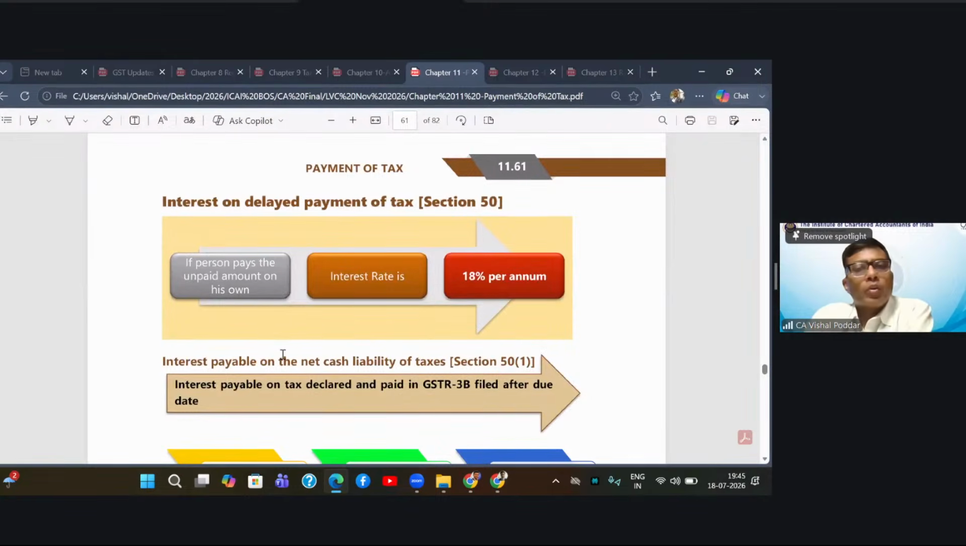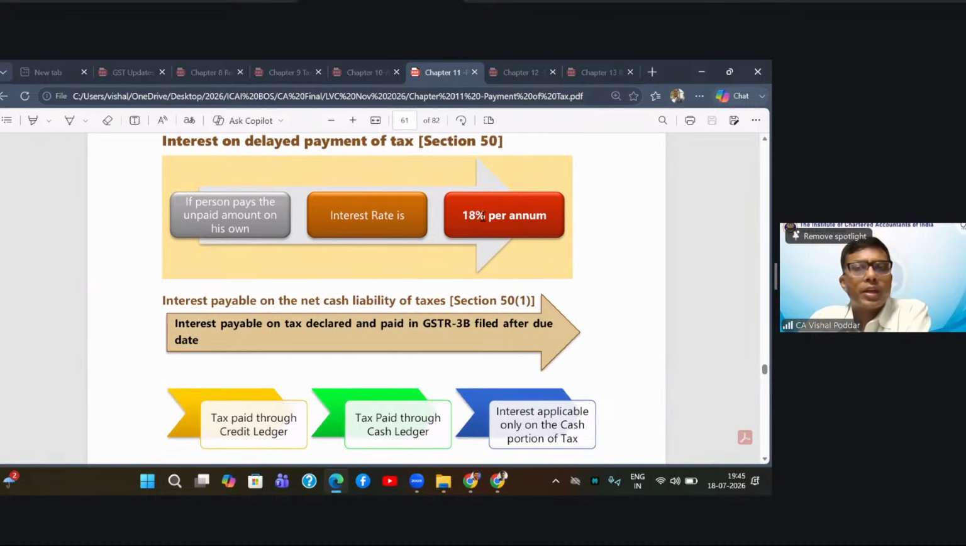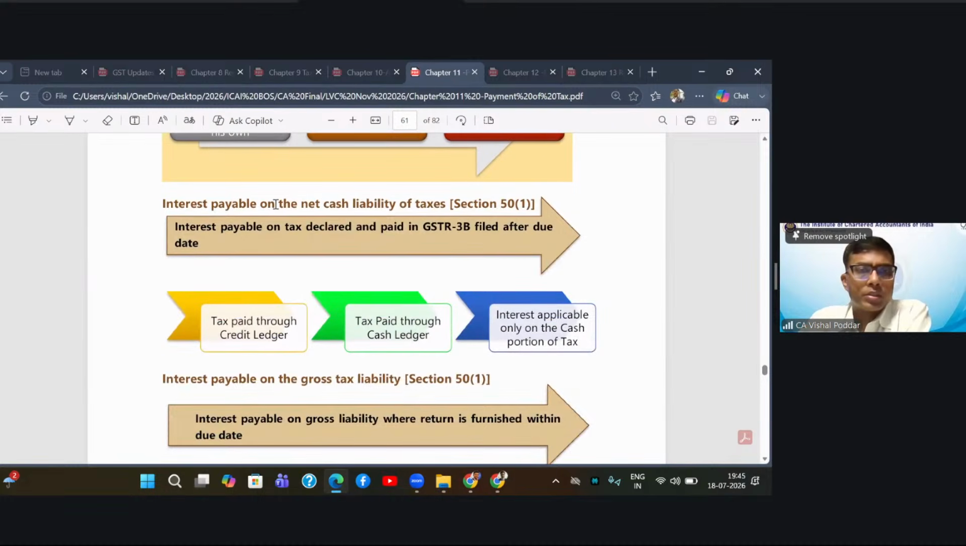Now, what if you are making payment late? Whenever there is late payment, we all know it comes with interest exposure. Now, interest in GST is covered under section 50. What does section 50 say? If you have not paid your amount, then on the unpaid amount there is interest at the rate of 18%. This interest has to be paid on the outstanding amount, but there is a relaxation. What is the relaxation? Let us say you file your returns late.